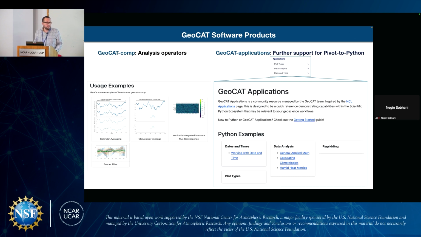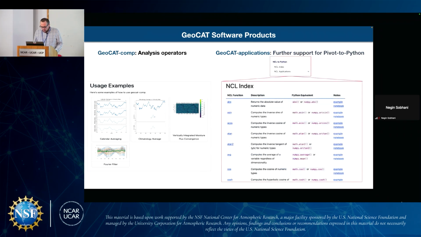We also recognize NCL had already put together a lot of common workflows in the past, and a lot of people are transitioning from NCL to the scientific Python ecosystem. So we put together another library, called GeoCat Applications, where we support the transition of people from NCL to scientific Python functionality with well-documented examples and indices. You can see an NCL index that shows how each of those NCL functions can now be replicated in the scientific Python ecosystem.